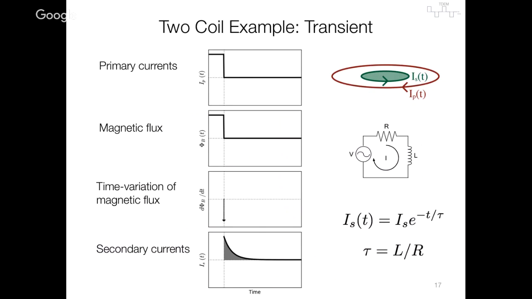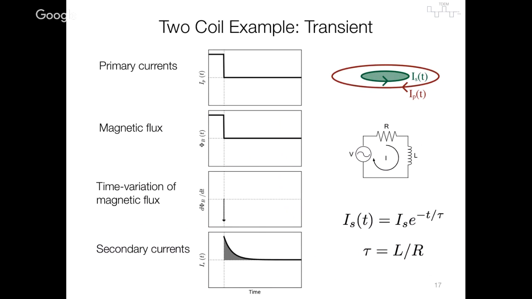So here's my primary coil, and I've got a current that's initially constant. I turn it off, and then nothing. The magnetic flux looks exactly the same. But if I look at the time derivative of the magnetic flux, right here, there's a huge spike. It's actually a delta function. So I get a very large spike, an initial current, and then that current is going to decay. So that's what happens here.